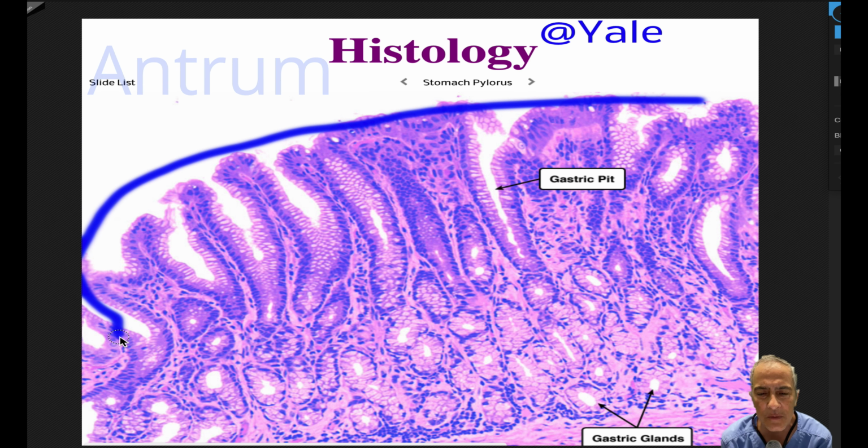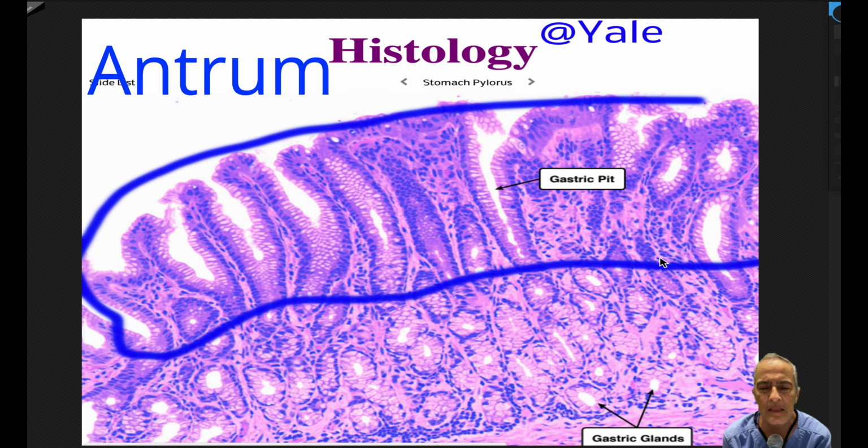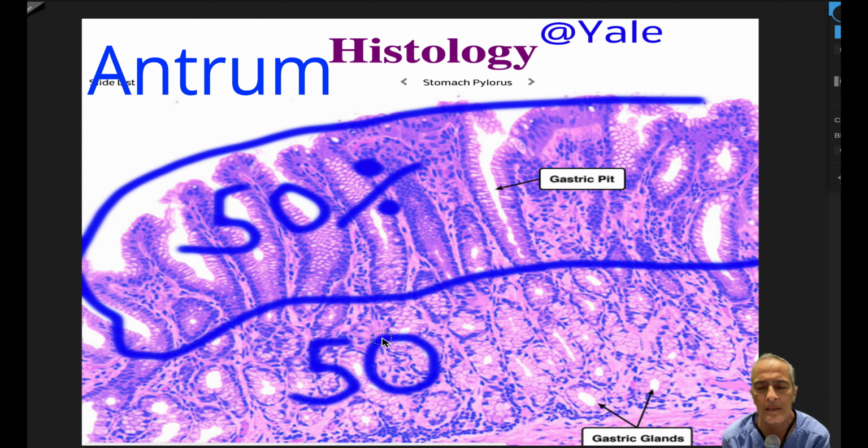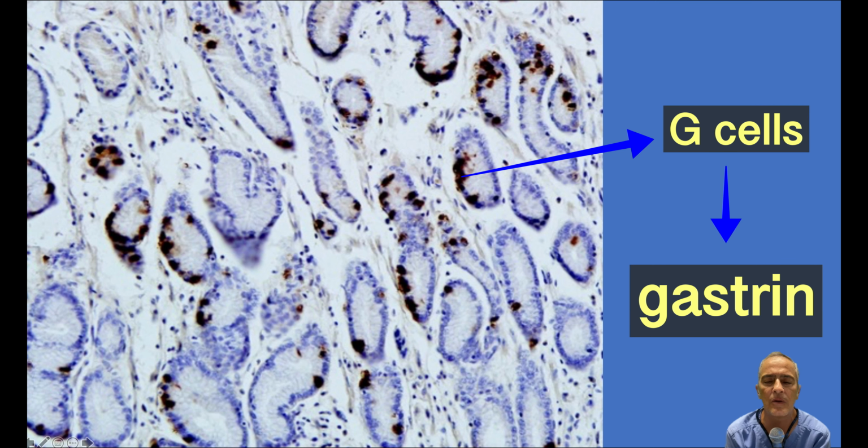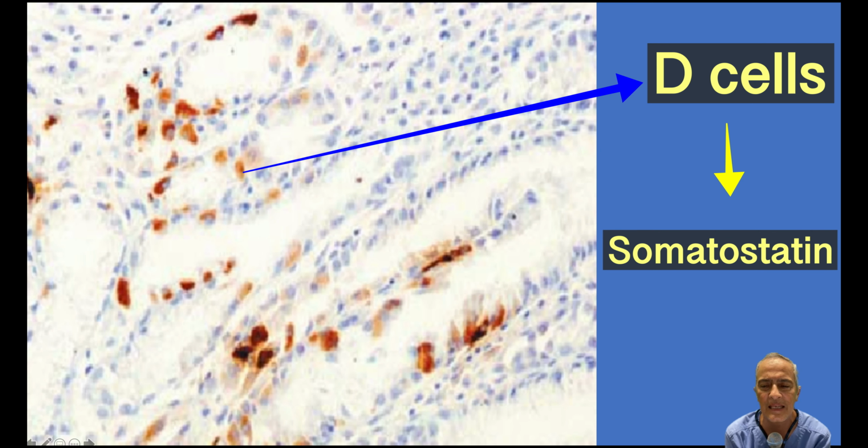Let's go to the antrum. 50% of the mucosal surface has pits and foveolas, most are mucous cells, and the other 50%, the glandular portion, also mucous cells. With immunostains, you can also demonstrate occasional cells that are neuroendocrine, the G cells producing gastrin, and other similar cells, the D cells producing somatostatin.